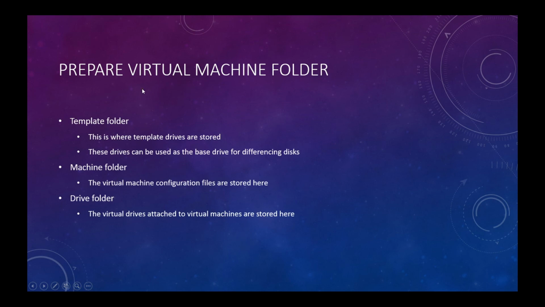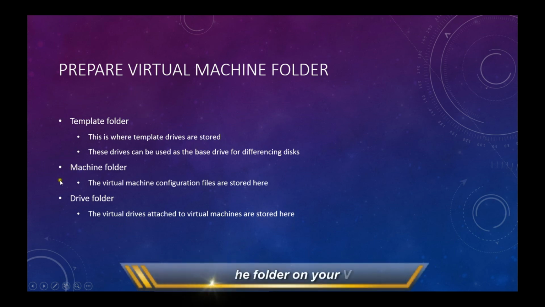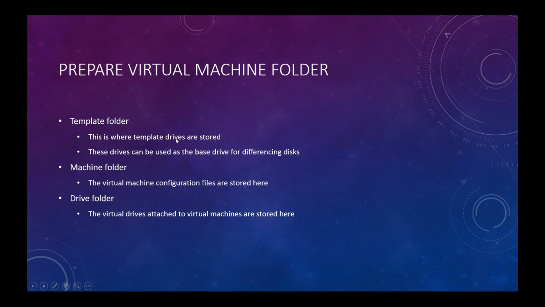What you need to do next is prepare your virtual machine folder, which means creating a folder as the root, and then within that creating a template folder, a machine folder, and a drive folder. The template folder is where all the base drive images are stored for the different operating systems that you're able to use. These templates are also available to be used as differencing disks.